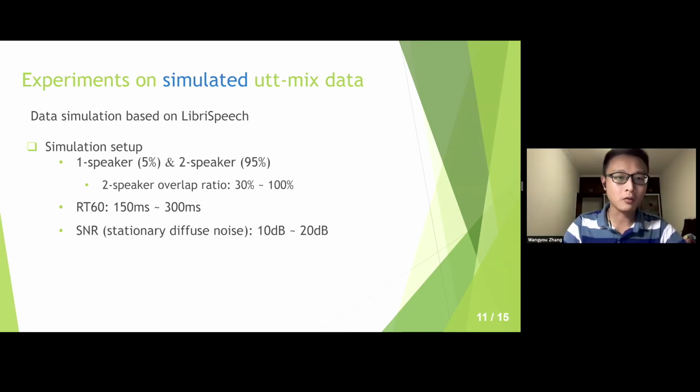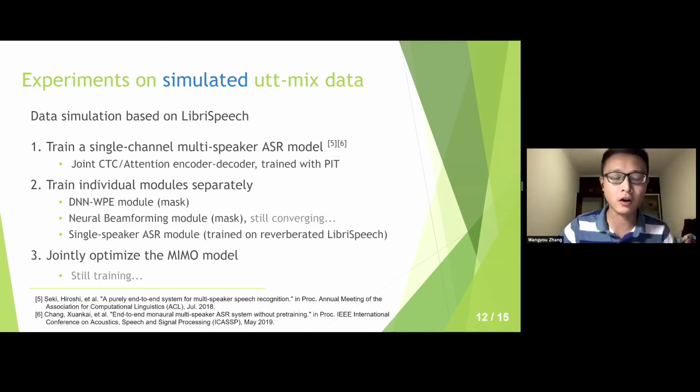In the next slide, we have some preliminary experiments on both simulated data and the Libri CSS data. And the simulated data contains both single speaker samples and multi-speaker mixtures. Here is the detailed configuration, but I won't go into details. In the next slide, I introduce that we train all our models on the simulated data, including the single channel multi-speaker model, ASR model, and the individual modules of the MIMO model, and also the jointly optimized MIMO model.